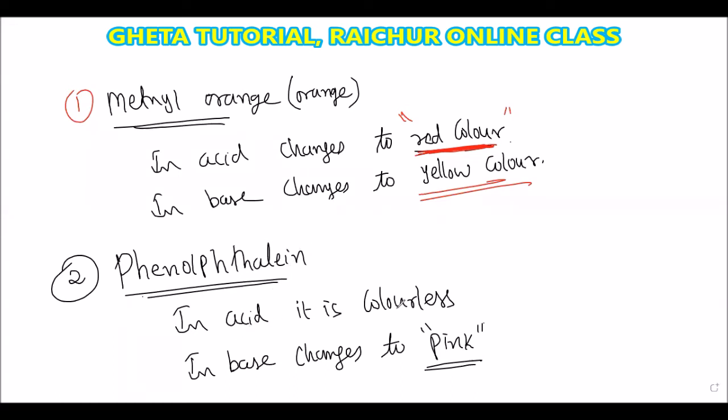Phenolphthalein is one of the very famous synthetic indicators. In acid, it is colorless, and in base, it changes to what? Pink color.